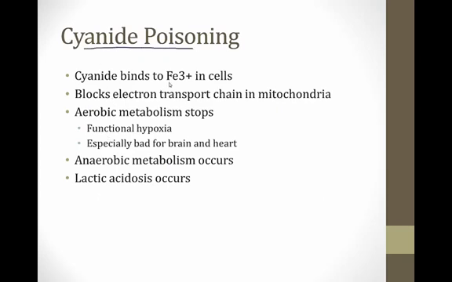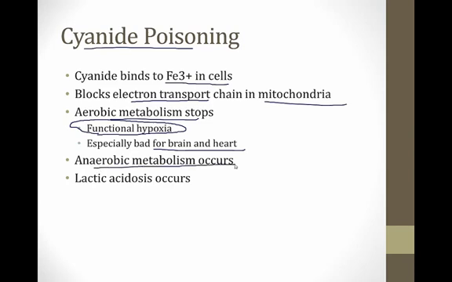Cyanide binds to Fe3+ in cells. This blocks the electron transport chain in mitochondria. Aerobic metabolism stops, so these patients have functional hypoxia. Even though there's enough oxygen around, they can't use it because the electron transport chain is blocked. This is especially bad for the brain and the heart. Anaerobic metabolism occurs, lactic acidosis occurs, and as many of you may know, cyanide poisoning was used in concentration camp gas chambers in World War II. It's fatal when patients are exposed to large amounts.